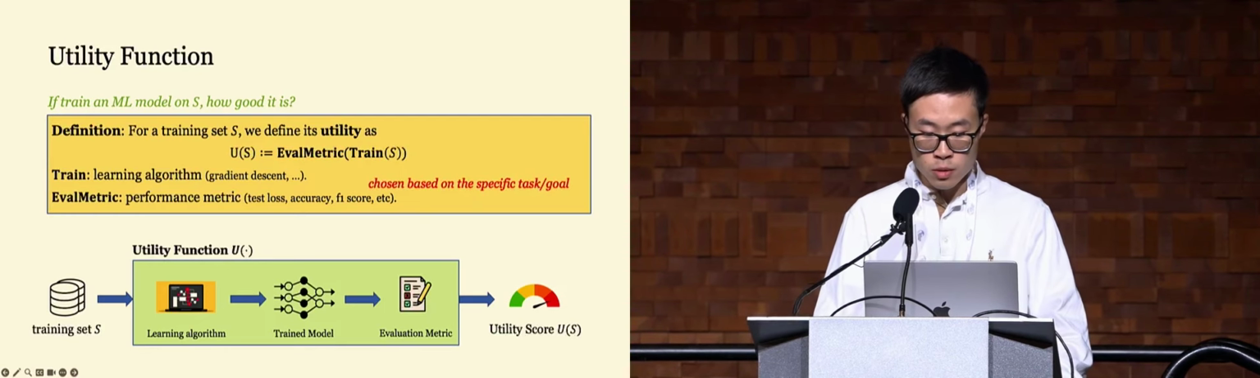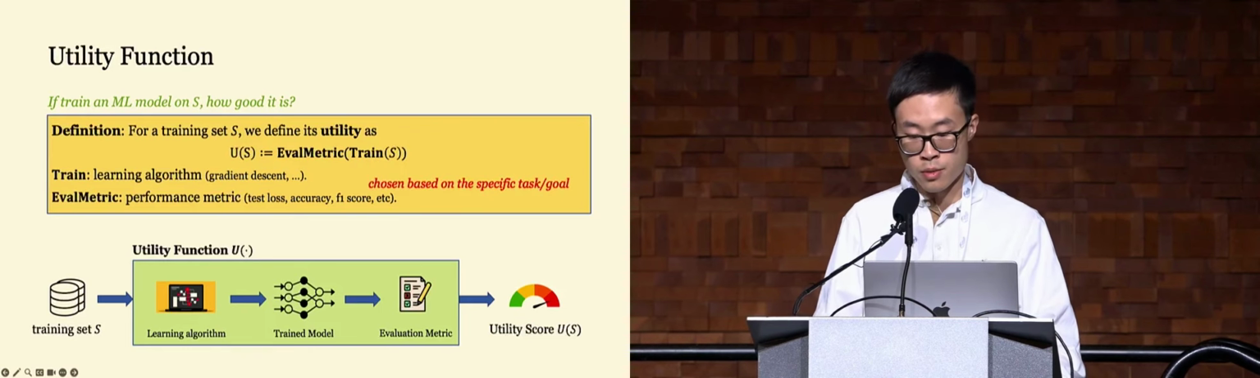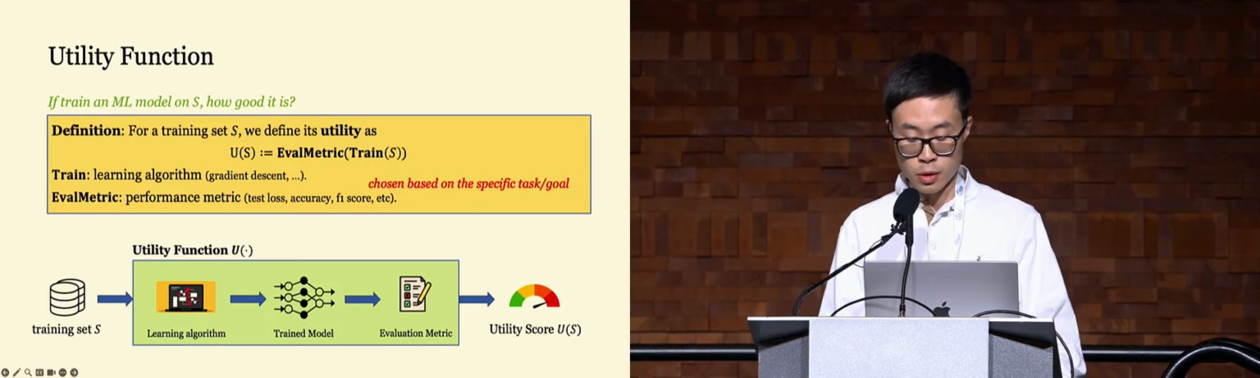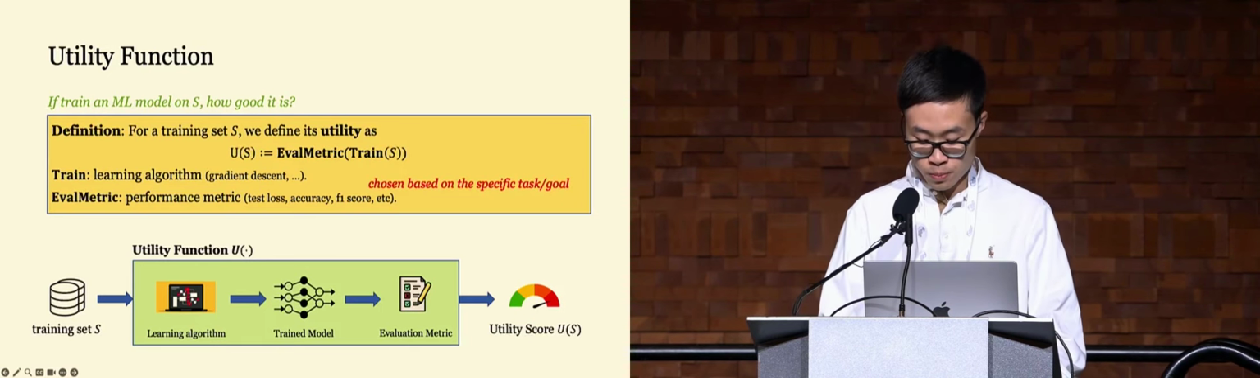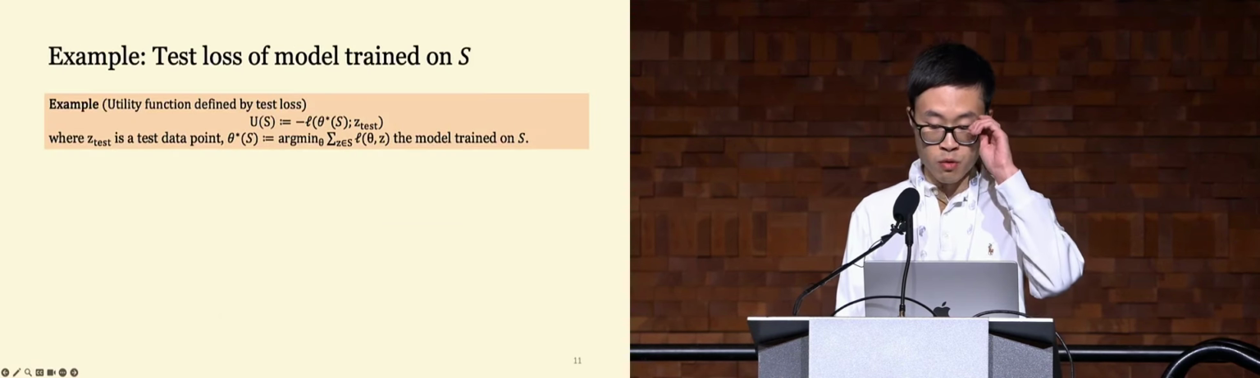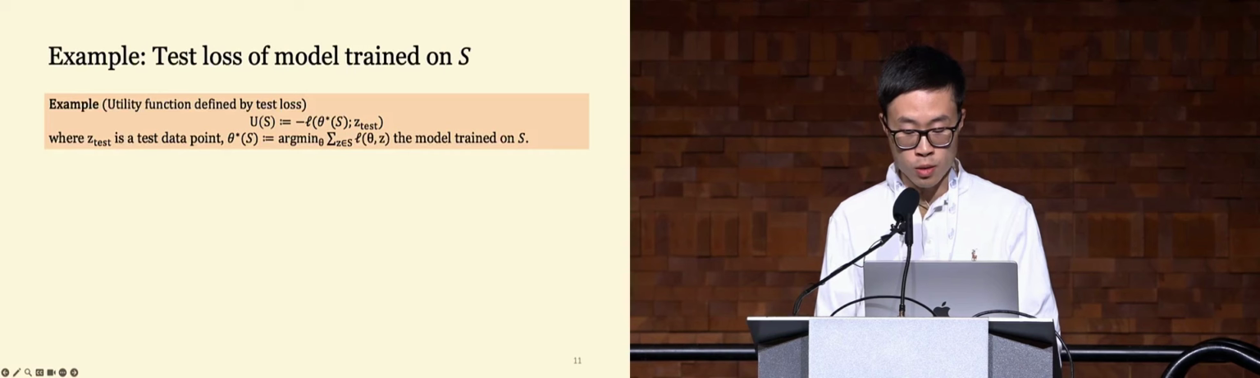The utility function essentially tells us: if we train a machine learning model on subset S, then how good is it? First, we take a training set and feed it into a learning algorithm. This could be gradient descent or any other learning algorithm that we are going to use. This gives us a trained model. Then we evaluate this model using some performance metric, which could be the test loss, classification accuracy, F1 score, or whatever makes sense for our specific task.